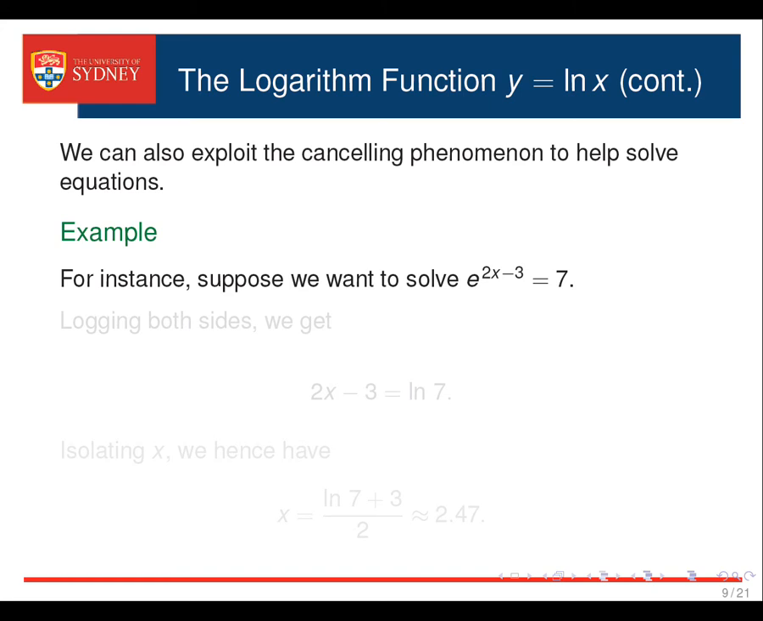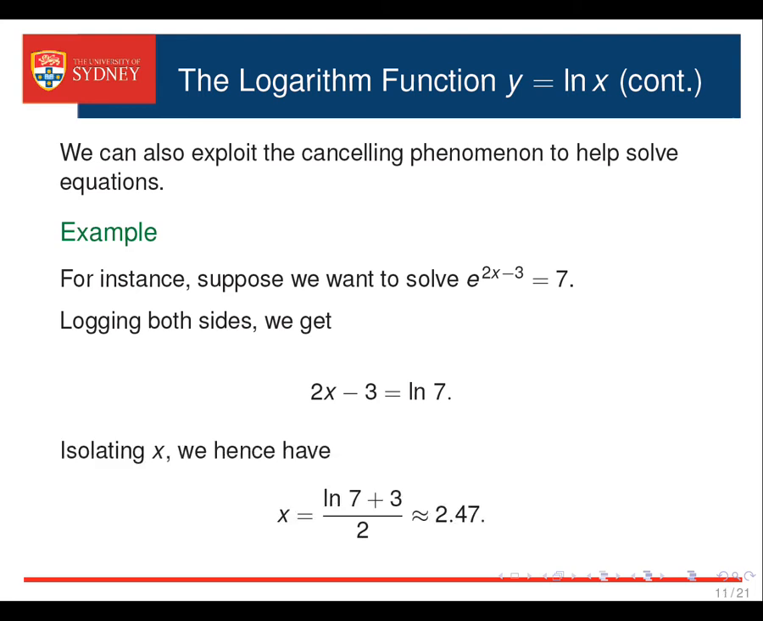We can also use the cancelling property of logs and exponentials to help us solve equations. Consider the following example, e to the power of 2x minus 3 equals 7. Notice here that our unknown variable x is in the power of e. So to isolate x, we must first somehow get rid of the base e. And since log and e cancel each other out, our first step is to therefore log both sides. Then solving for x, we get the following.